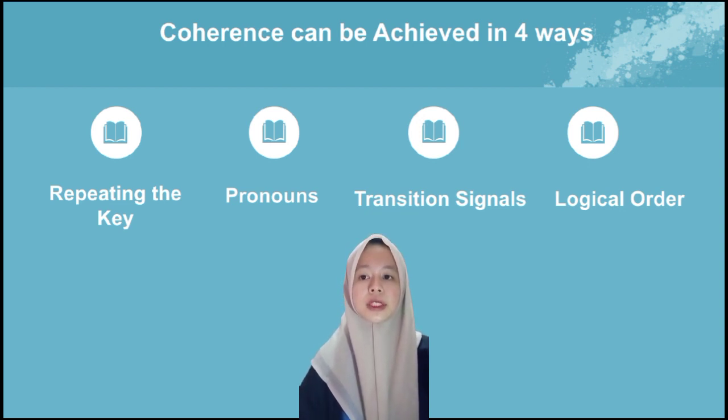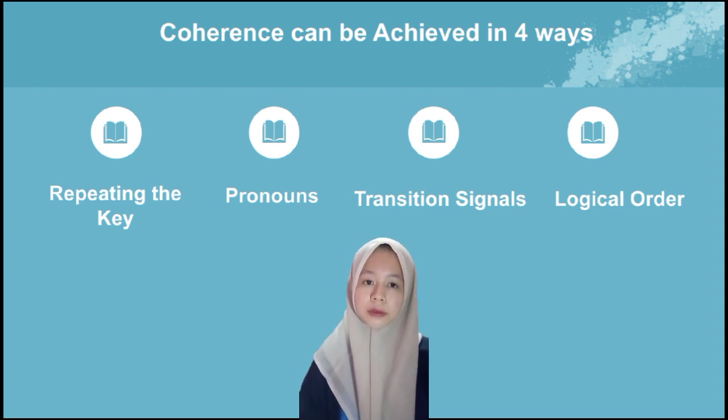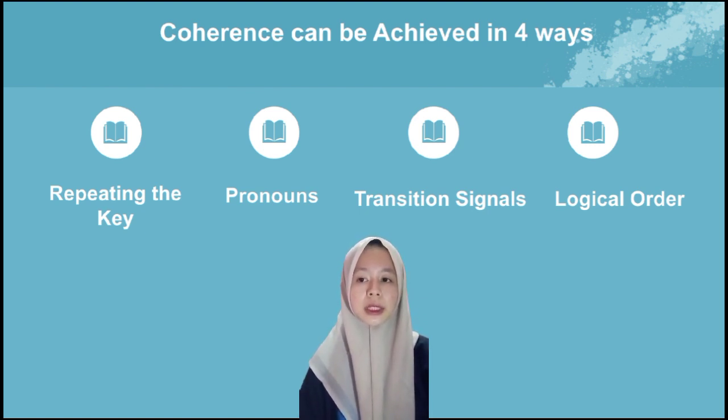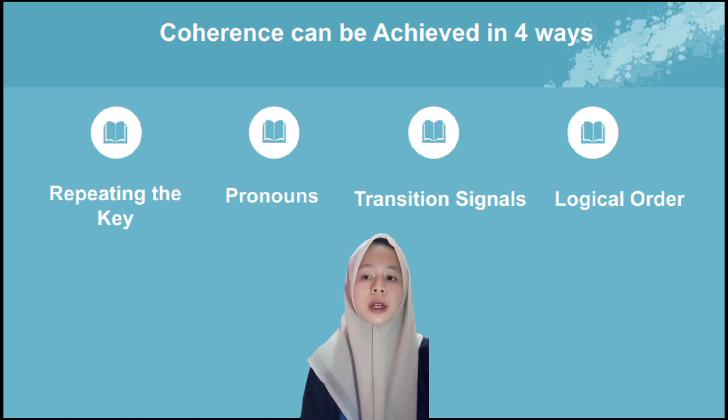Coherence can be achieved in four ways, namely: number one, repeating the key; number two, pronouns; number three, transition signals; number four, logical order.